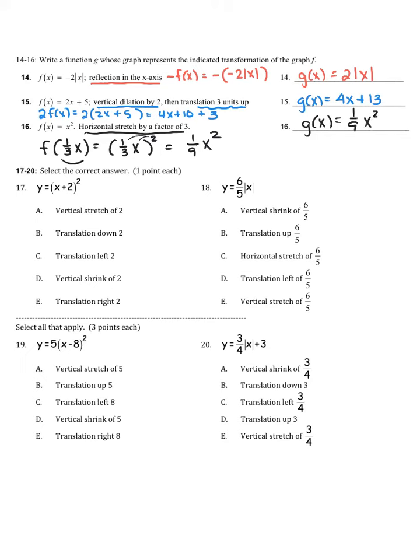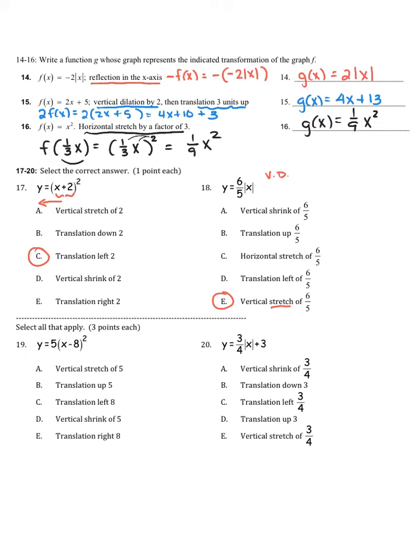Okay? And last bit. Okay, so these are going to be multiple choice. So they want you to determine, in this first one, what does x plus 2 do to the graph? So since it's inside, we know it's horizontal. Plus means it goes in the negative direction, which is to the left. So translation left by 2. Okay? The next one, it's on the outside of your absolute value, so we know that's a vertical dilation by exactly what it says. And since 6/5 is greater than 1, we call it a stretch. So that's going to be E.